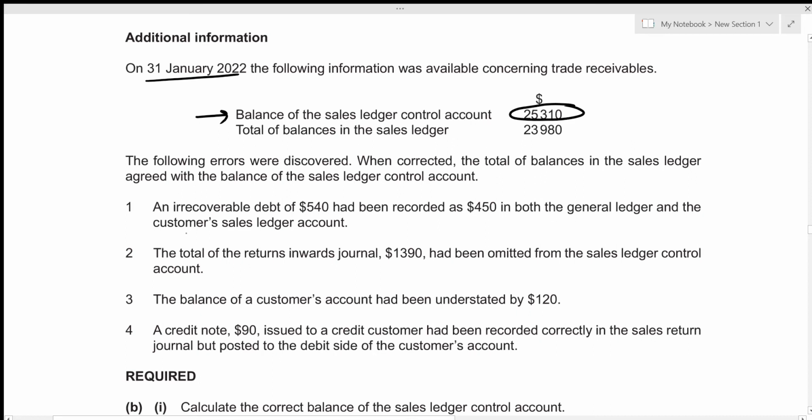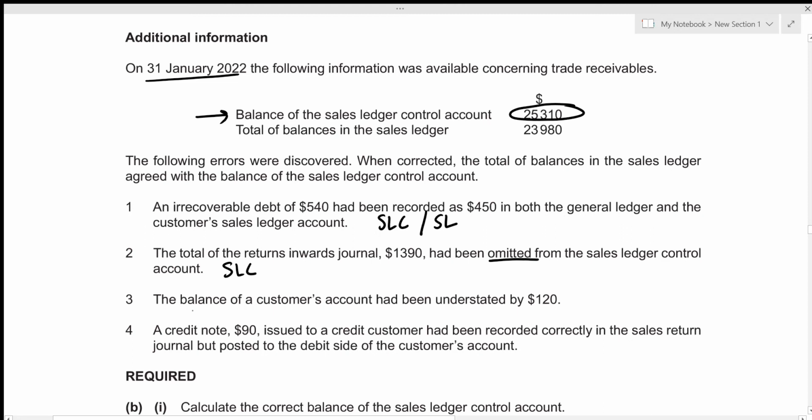Okay, now we need to figure out our correct balance by adjusting the given four errors. We just need to segregate which errors affect our sales ledger control account and which errors affect the sales ledger account. The irrecoverable debt of 540 had been recorded as 450 in both the general ledger and the customer sales ledger account, meaning that this affects both our sales ledger control account as well as the sales ledger account. Then for the second part, we are given that the total of the returns inwards journal, 1,390, had been omitted from the sales ledger control account. So this will only affect the sales ledger control account.